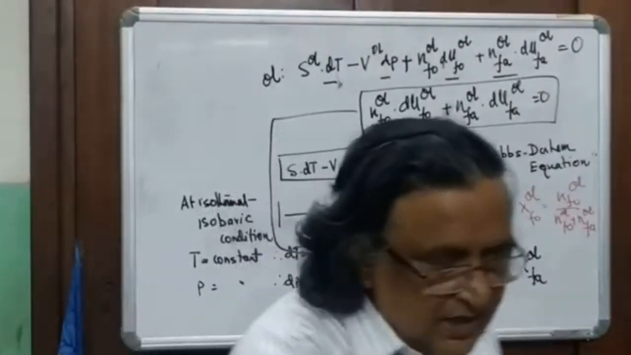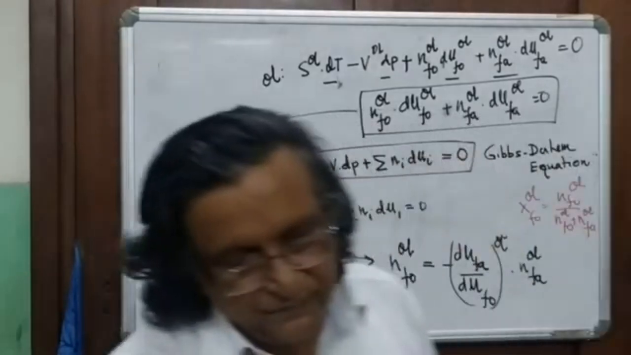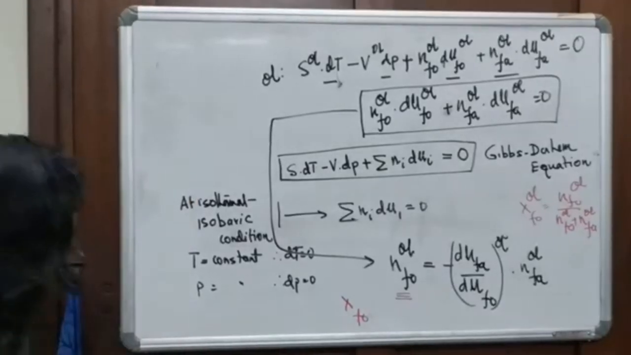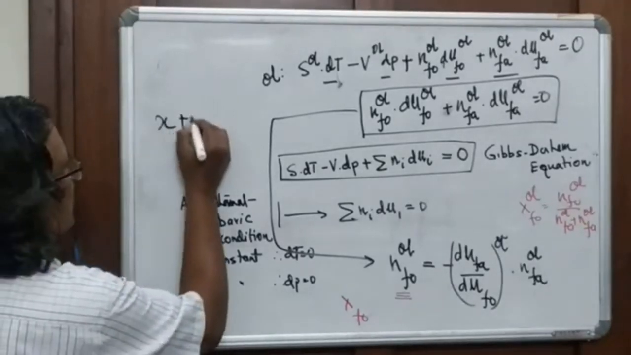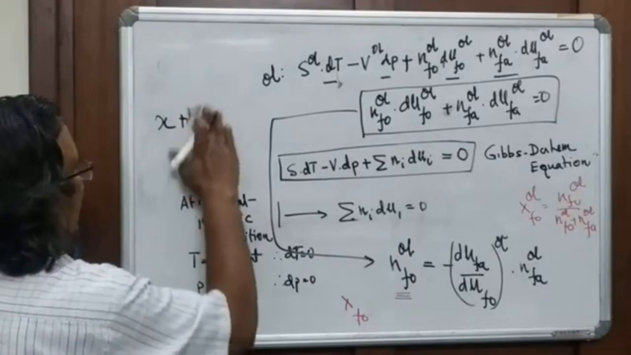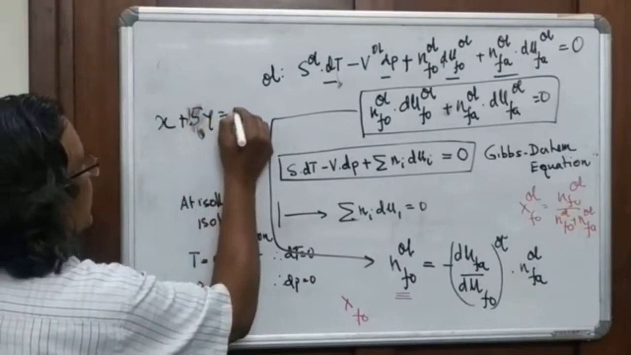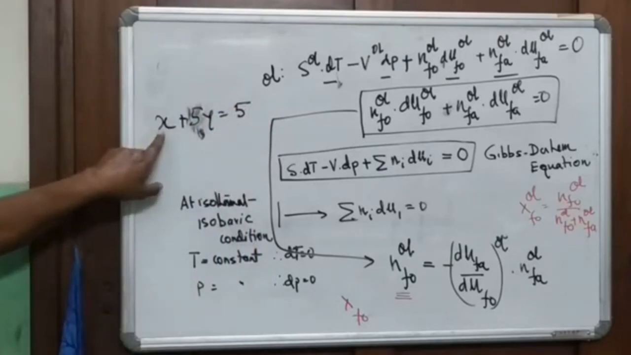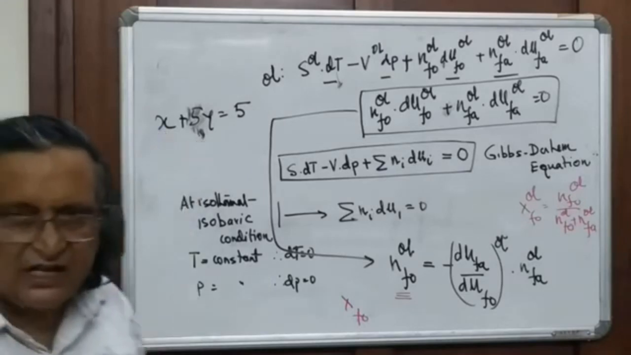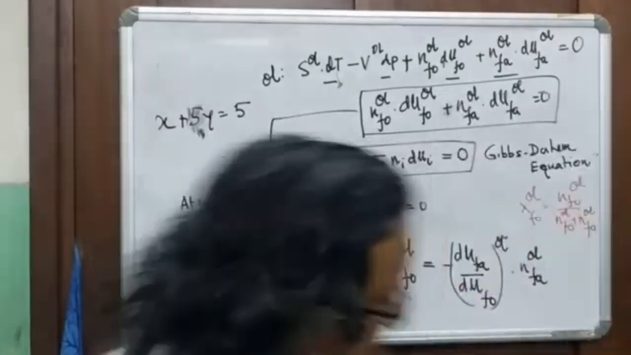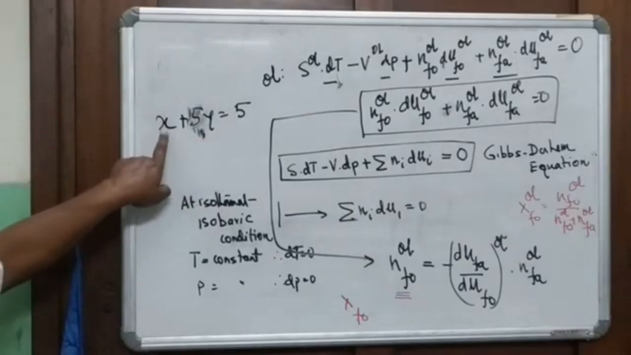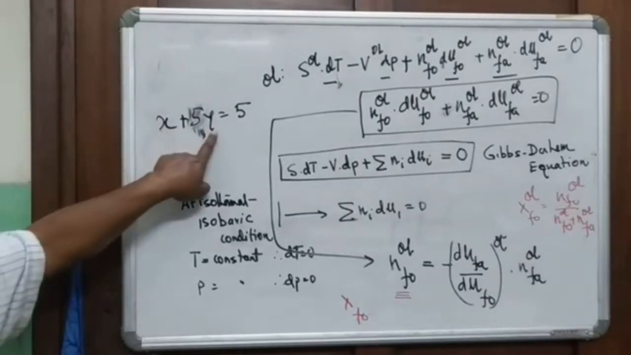There are independent as well as dependent variables. Say, for example, x plus 5y is equal to 5. Now you see, if you take a value of x, the independent variable, y is automatically fixed. Have you understood? If you change x, y will have to change. So x is the independent variable, y is the dependent variable.